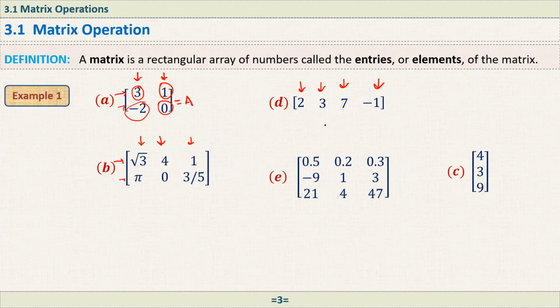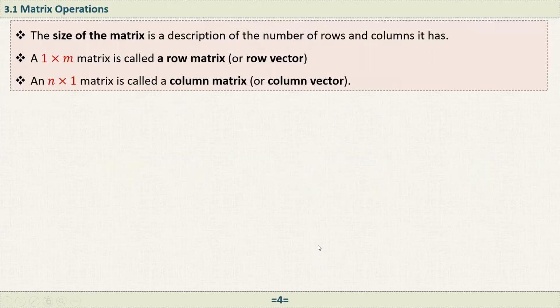It's like a row vector and a column vector. And how about example E? It has 3 rows, and it has 3 columns. That's also one example of a matrix. A rectangular array of numbers: the first row, the second row, and third row, first, second, and third column. Good. Now we know what a matrix is. Now, how about the size of the matrix? How do we find this? The size of the matrix is the description of the number of rows and columns it has.